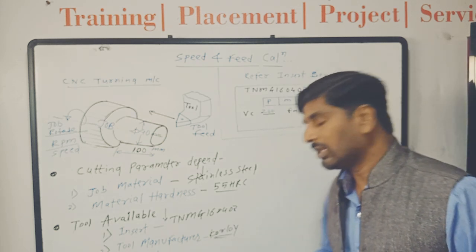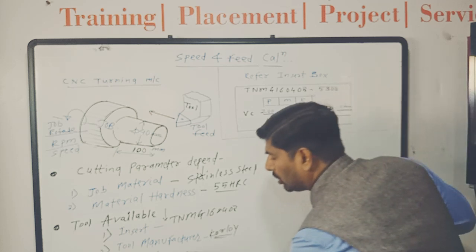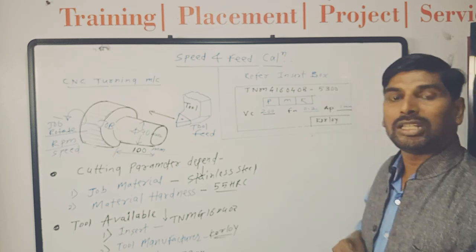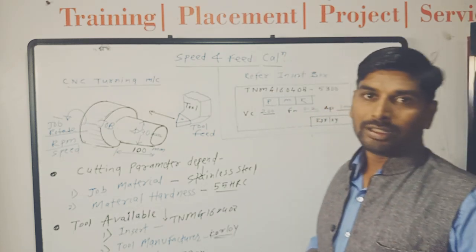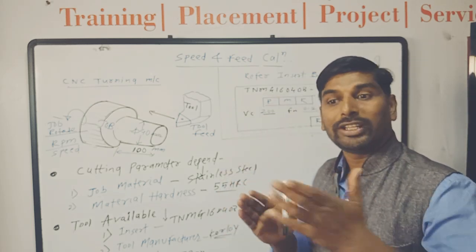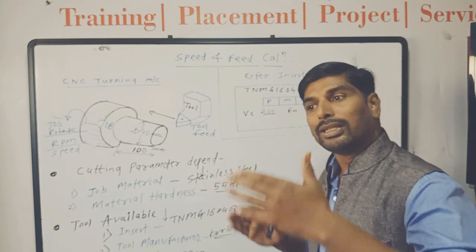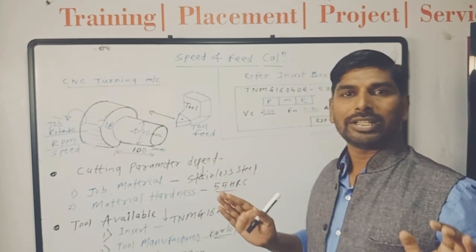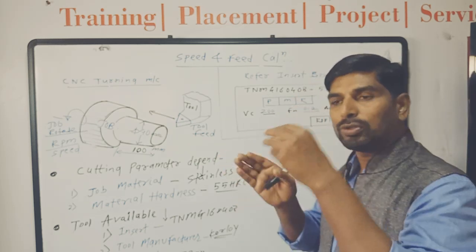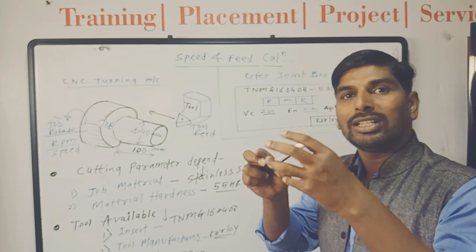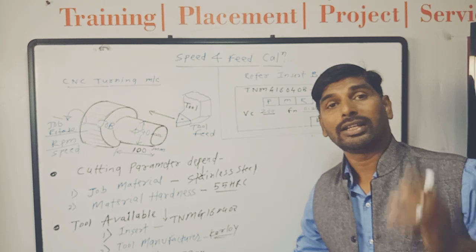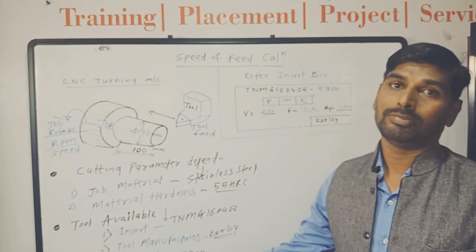Then the next one is called the tool grade. What is tool grade? Suppose here the tool grade is 5300. Tool grade is nothing but the product developed by the tool manufacturing company according to the job material. When a tool manufacturer develops a new tool, they develop it according to material. That tool can be used with various materials, but the speed feed varies. Suppose you want to cut steel, so their tool will contain a material that is good for steel. So they define it as a grade, and grade is nothing but a product they develop for a particular material.